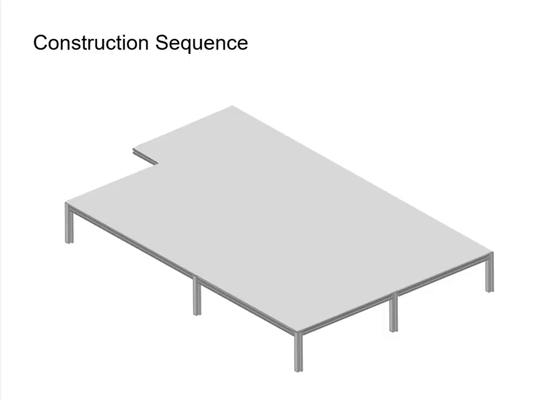Sometimes the framing plan has members carrying members carrying members. It's not always obvious which is the supporting member and which member is being supported. One way to figure out the load path sequence is to think in terms of construction sequence.